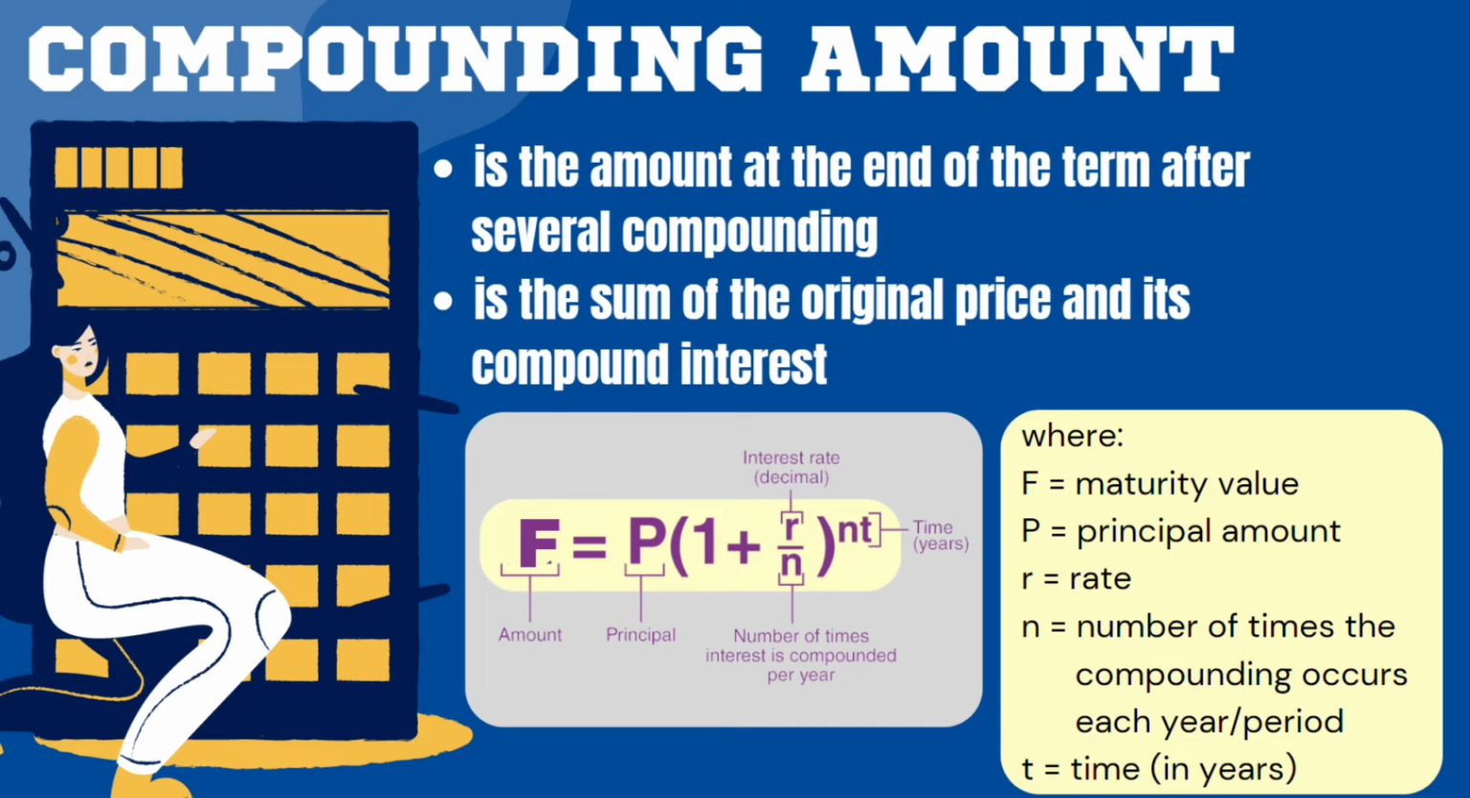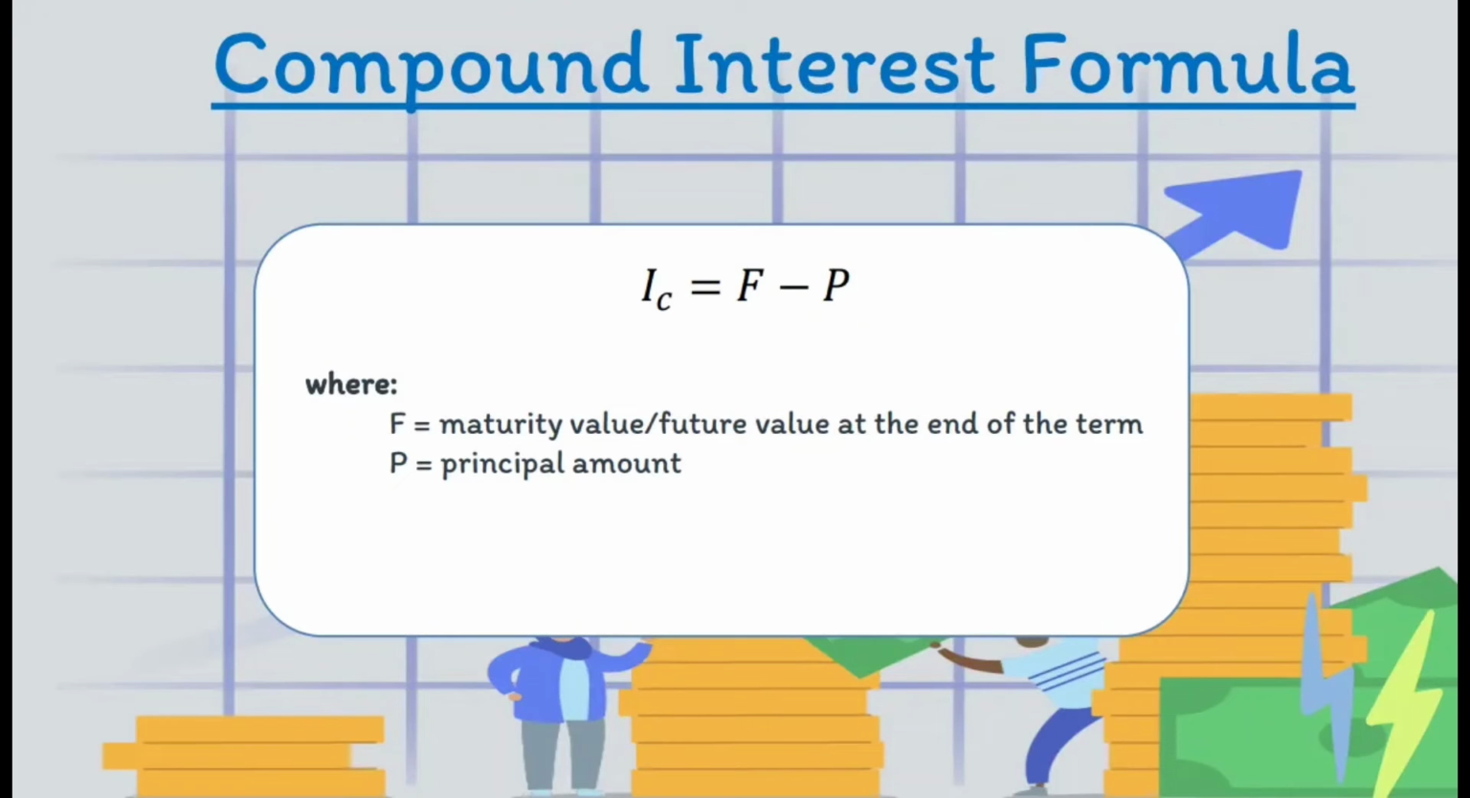To compute for the compound amount F, we use the formula F = P(1 + r/n)^(nt), where F is the maturity value or future value at the end of the term, P is the principal amount, r is the rate, n is the number of times the compounding occurs in each year or period, and t is time that must be in years. Compound interest is equal to maturity or future value minus the principal amount.